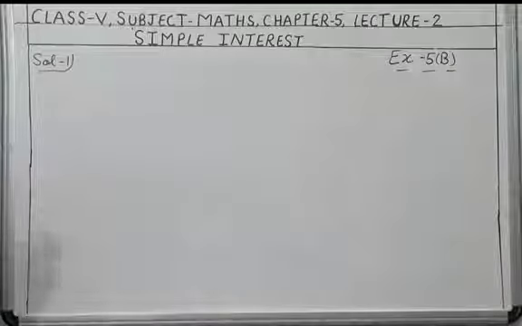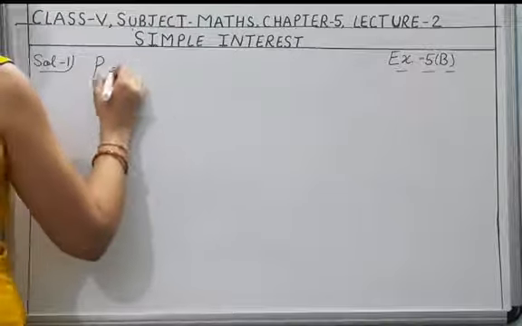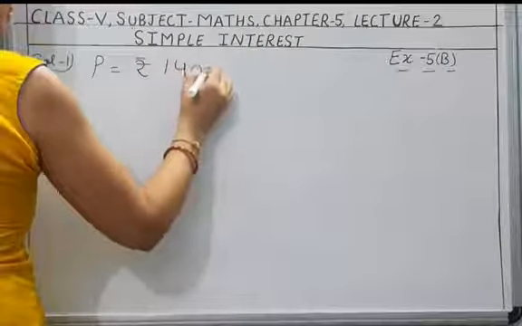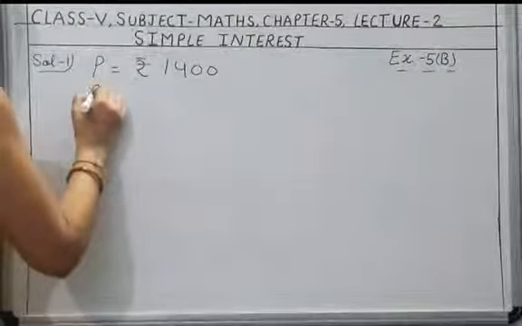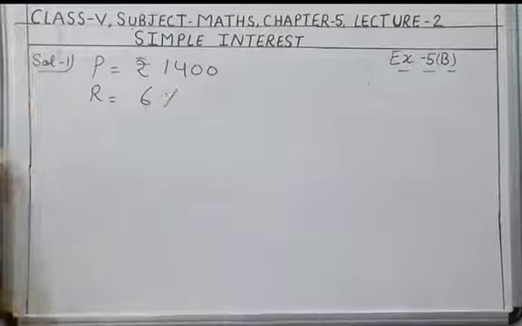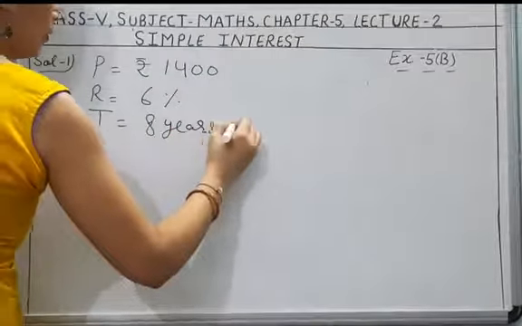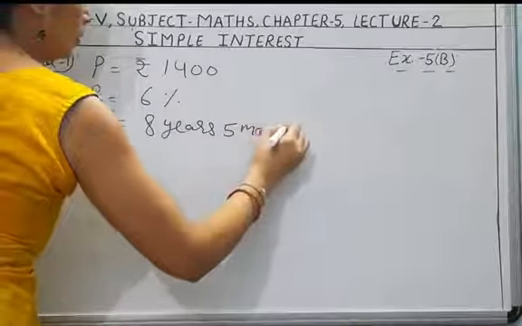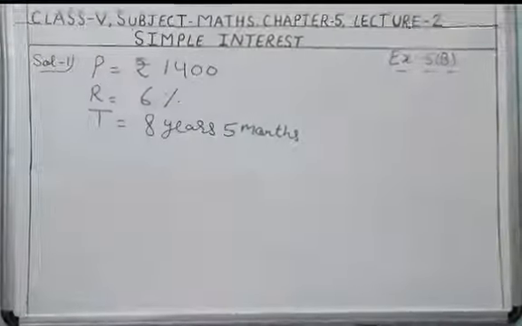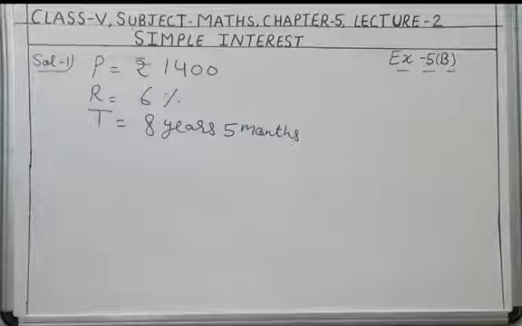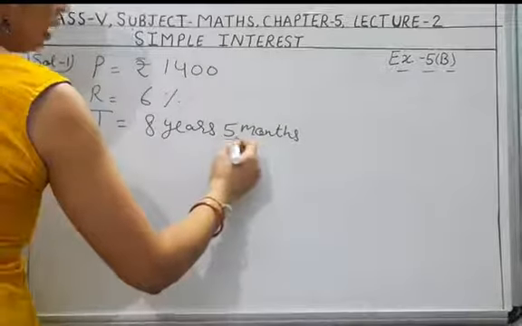Let's start the solution. The money borrowed is known as principal, ₹1,400. Rate 6% per annum. And time 8 years 5 months. Now you should know the important fact which is given in your book: if the time is given in months, then it should be divided by 12 to convert it into years.